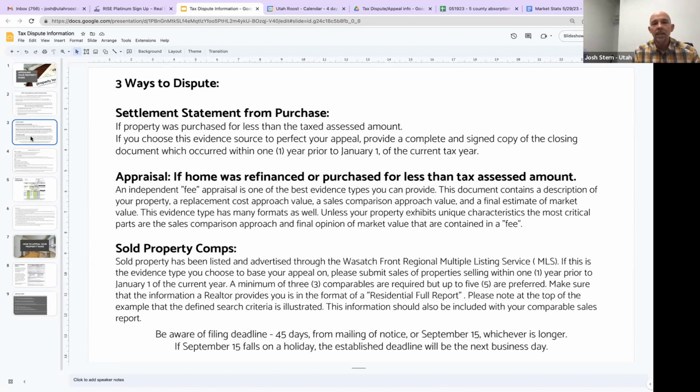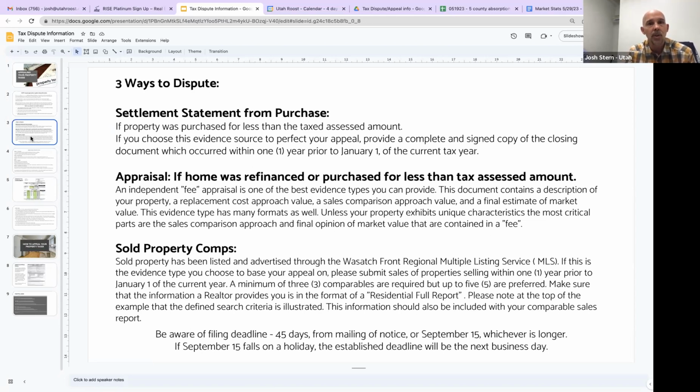So there are three ways essentially to dispute property taxes. The first is if your client had purchased the property within the tax year prior. Remember this, taxes that they get for 2023, that notice that comes in July, those are actually based on 2022 values. So they're not based upon this year. That's a common mistake that a lot of people make.